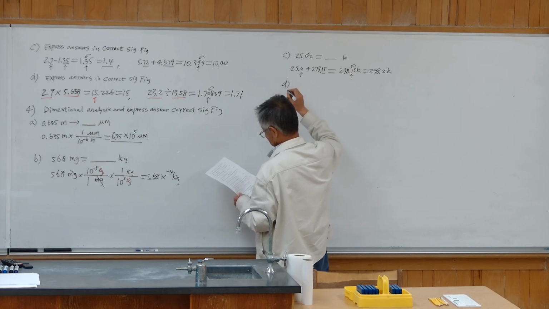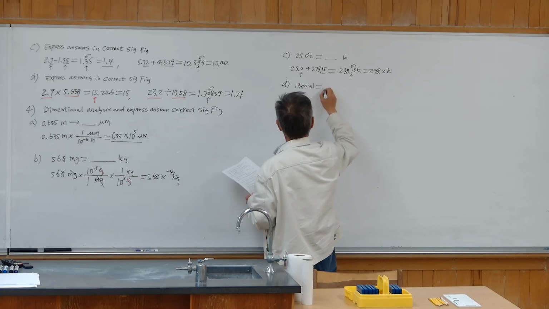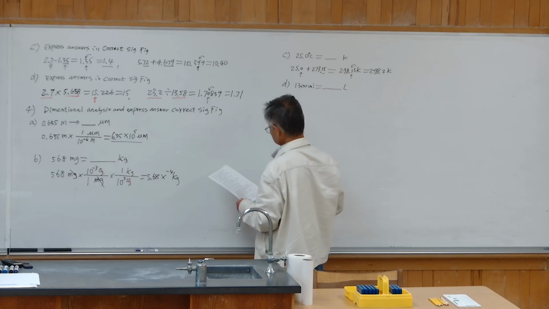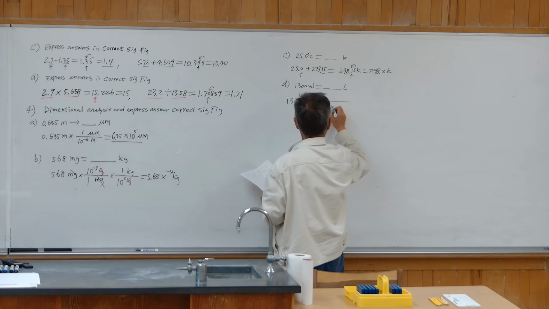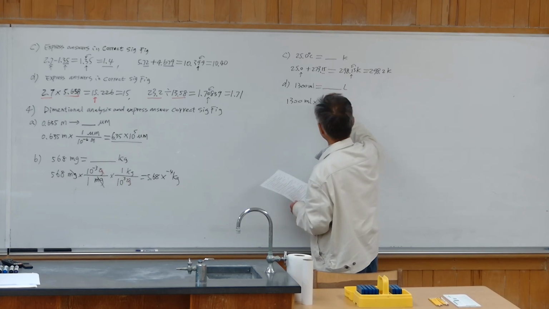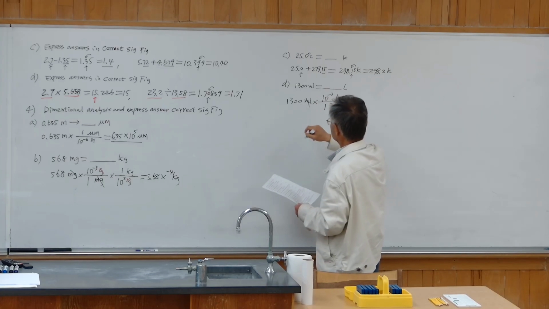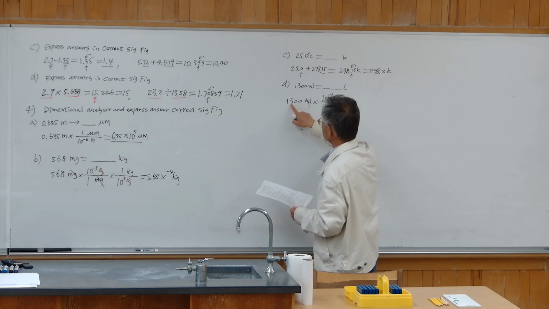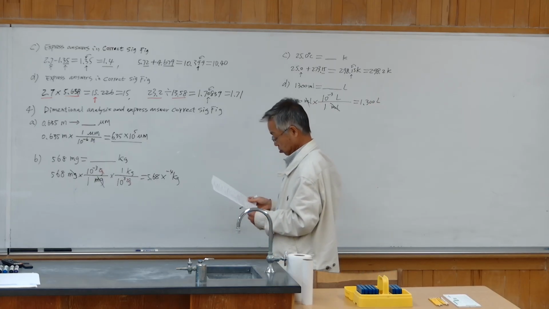And D. Also, you convert milliliter into liter. Since we convert milliliter into liter, milliliter is on the bottom. Milli means 10 to the negative 3 power. So milliliter cancels, leaving liter. So 1,300 times 10 to the negative 3. You just move 3 decimal places back, and it becomes 1.300 liter. This is your final answer.